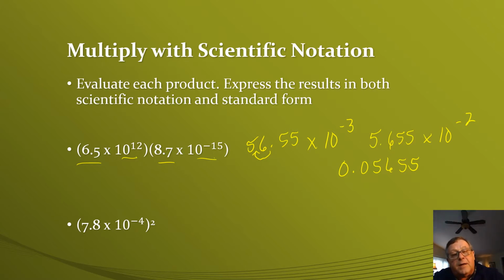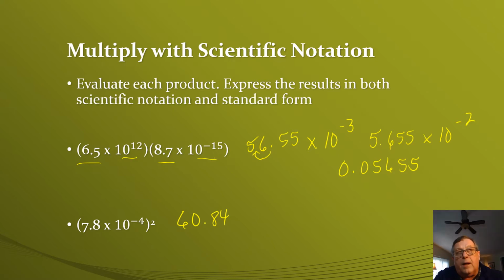Now, this other one's got a different wrinkle to it. I got 7.8 times 10 to the negative 4th, squared. Well, on my 7.8, we're going to break this into pieces and then consolidate it. So I got 7.8 squared, and that comes to 60.84.